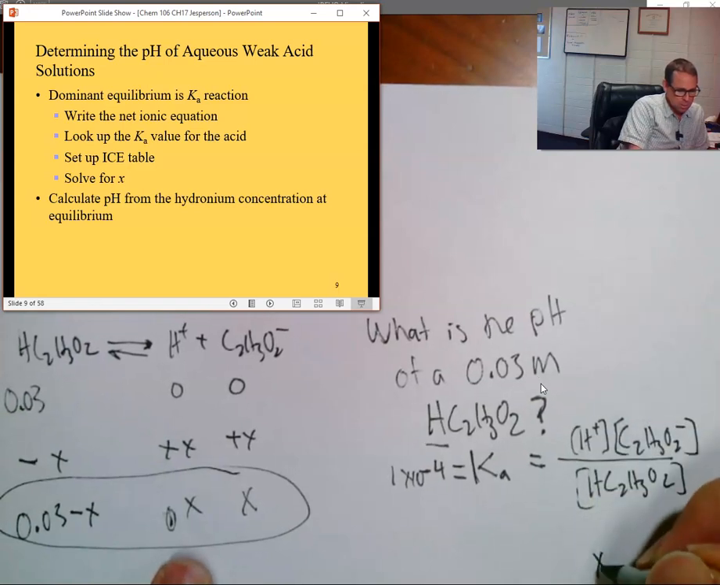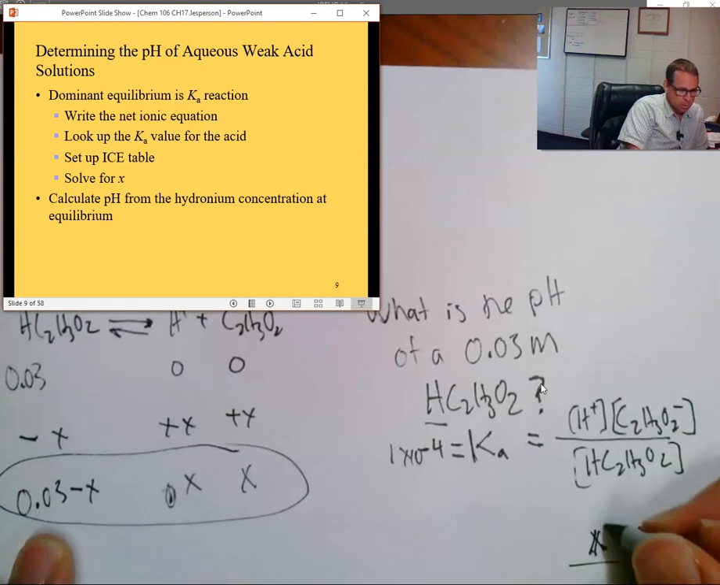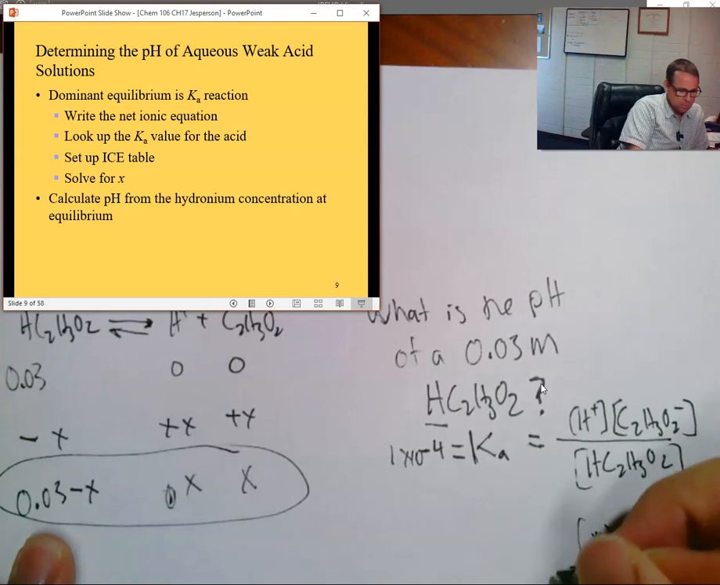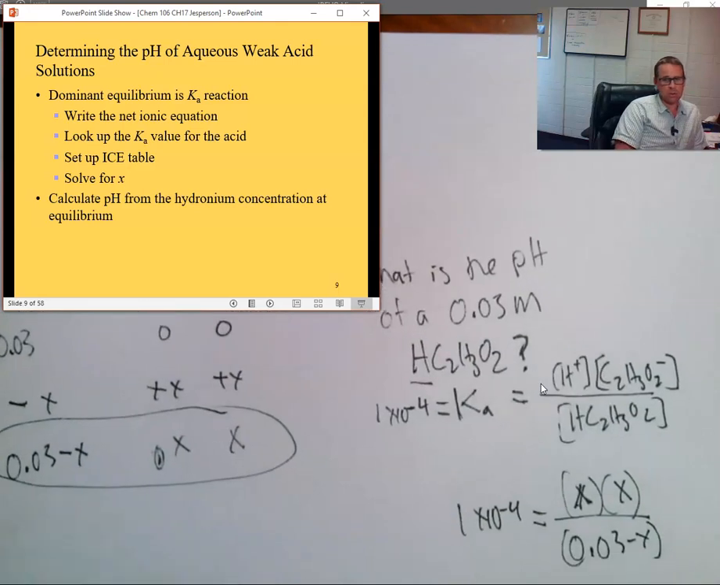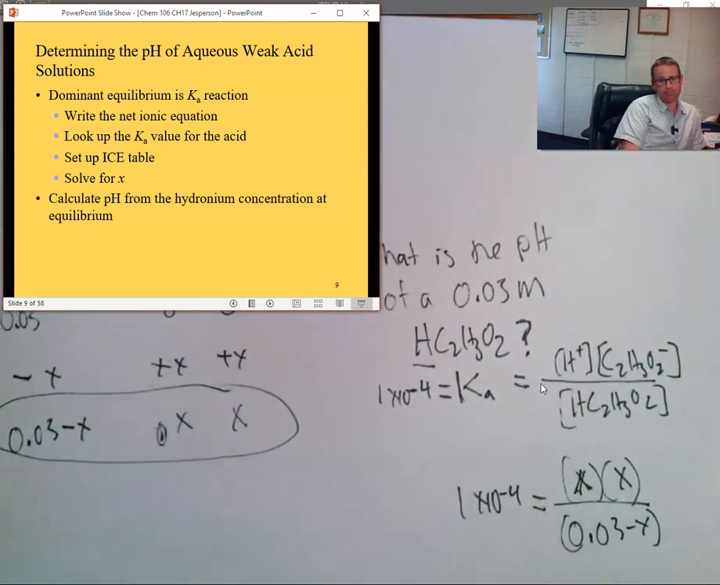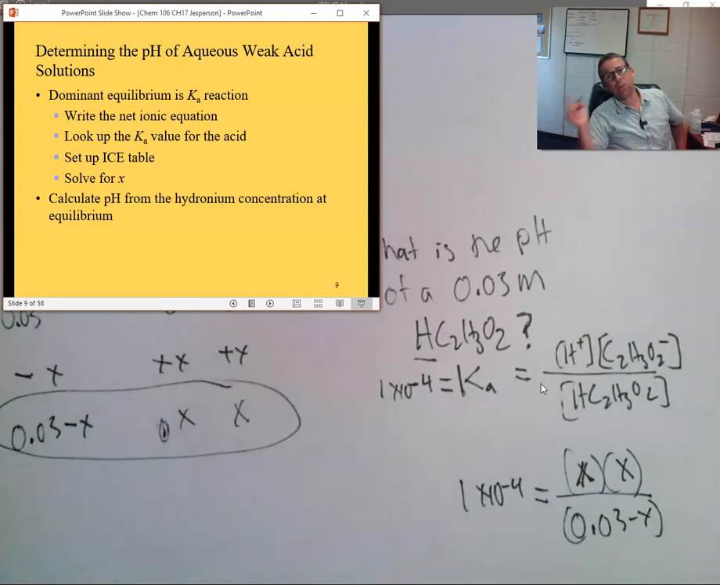X over, these are multiplied by each other, 0.03 minus x. That equals 1 times 10 to the minus 4. And then I could solve for x. Okay? I have x squared up here. I have 0.3 minus x times that. It would make two values resulting in a polynomial, basically, that I'd have to use the quadratic equation to solve.